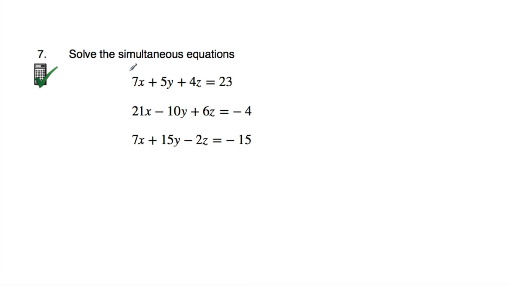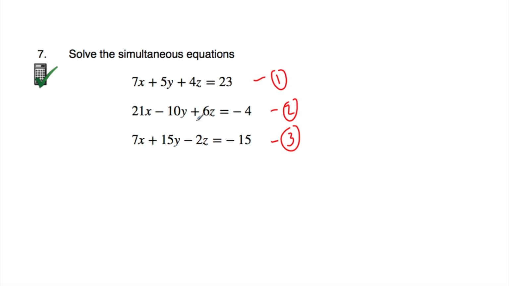So question number 7, we've been asked to solve the simultaneous equations 7x plus 5y plus 4z equals 23, 21x subtract 10y plus 6z equals negative 4, and 7x plus 15y subtract 2z equals negative 15. Okay, so let's number them. We've got equation 1, equation 2, and equation 3.